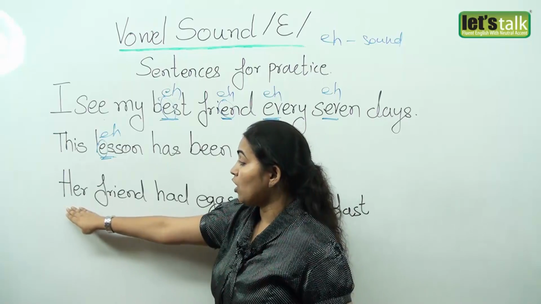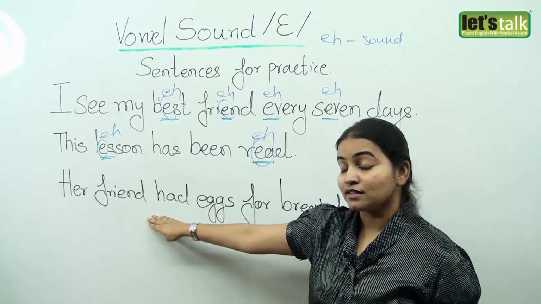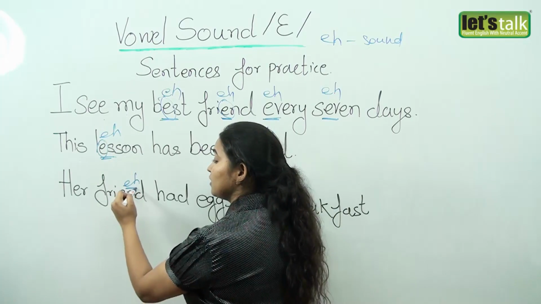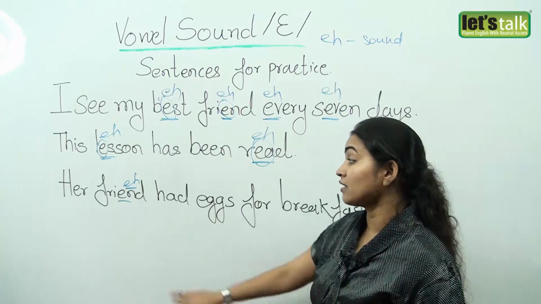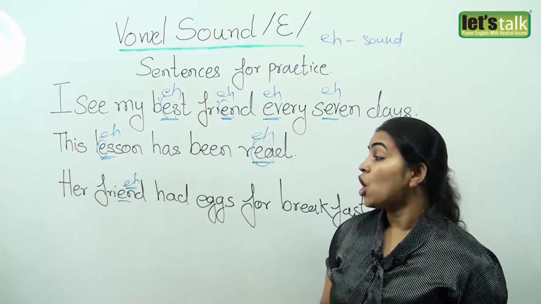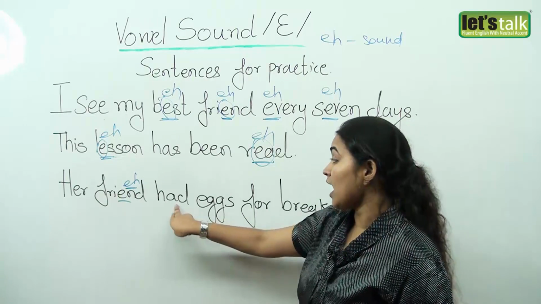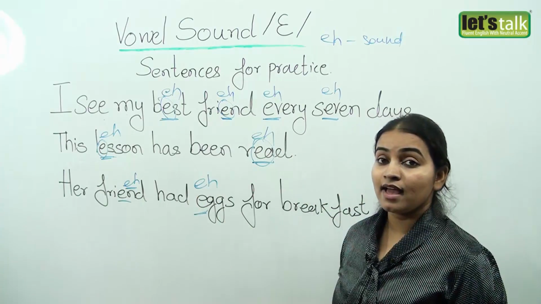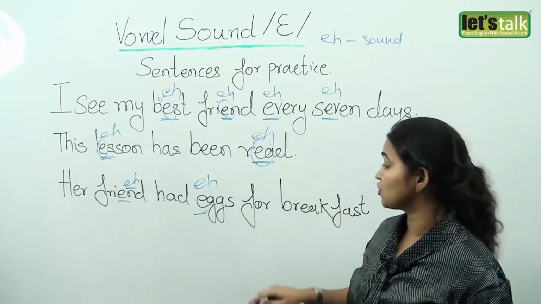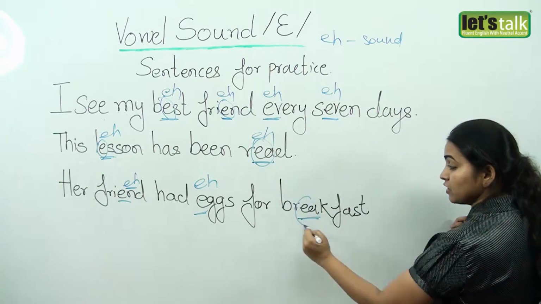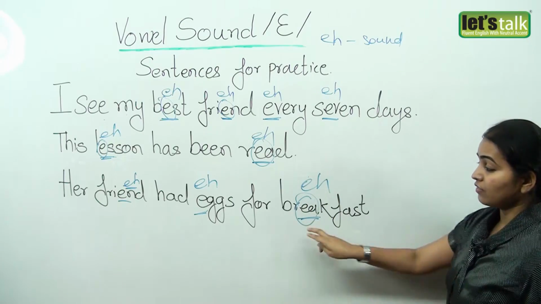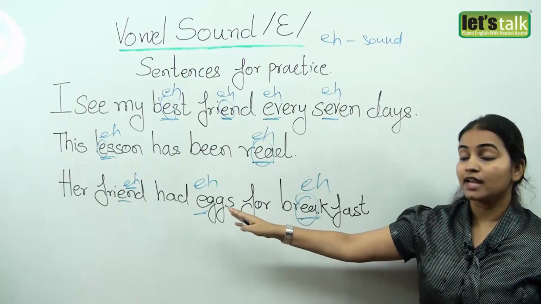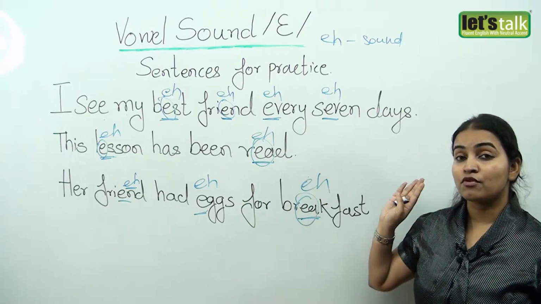Next sentence, "Her friend had eggs for breakfast." Did I say "friend"? The sound in "friend" is produced by the E in there. So that gives me "her friend had eggs." I said "eggs," and "breakfast," again the ea giving me the eh sound. So I say, her friend had eggs for breakfast.